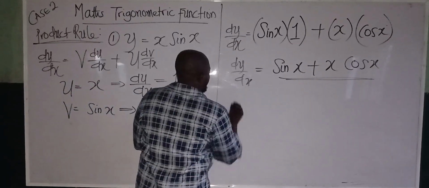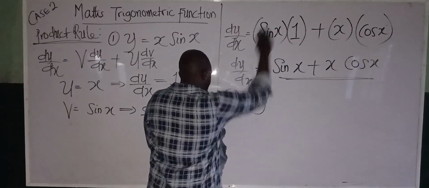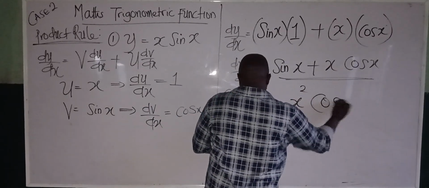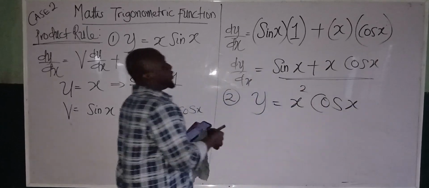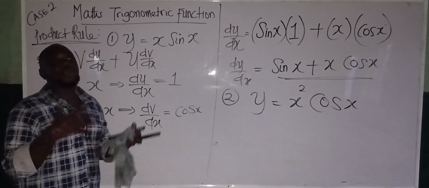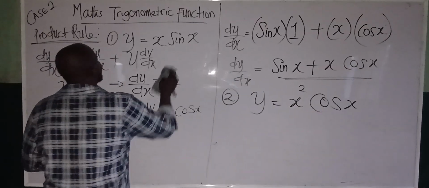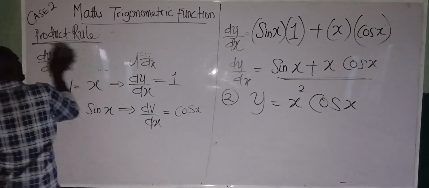Next up, number 2, I want to differentiate this. We are asked to differentiate x squared cos x. So look at the arrangement. The arrangement tells you how you go about it. So let's quickly take this one off.